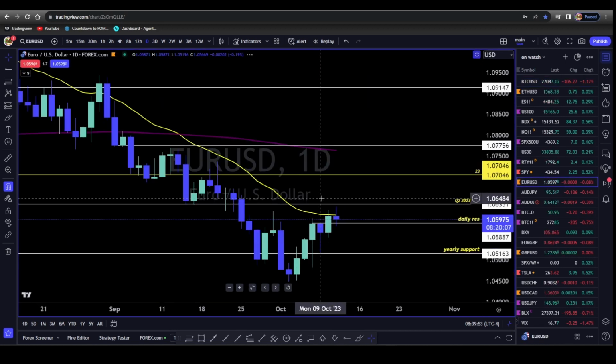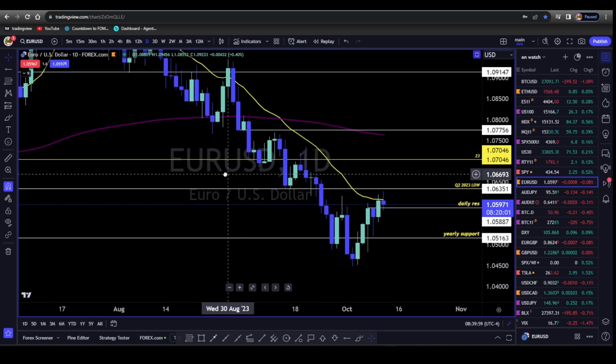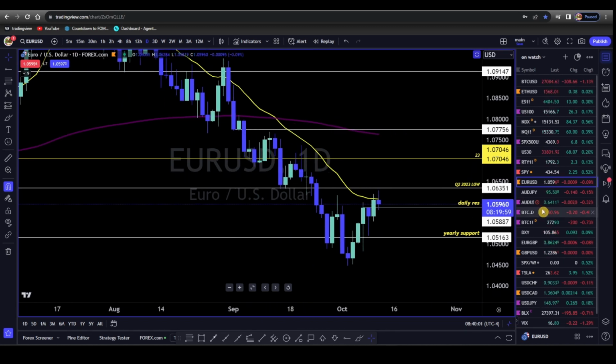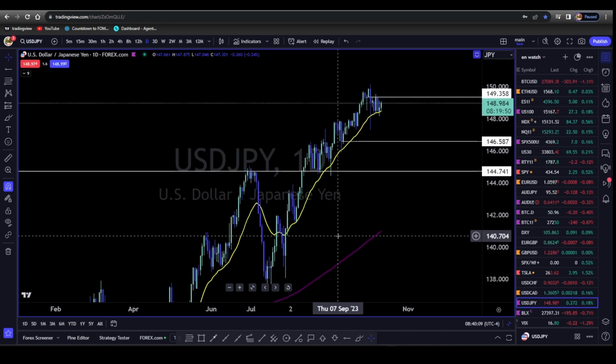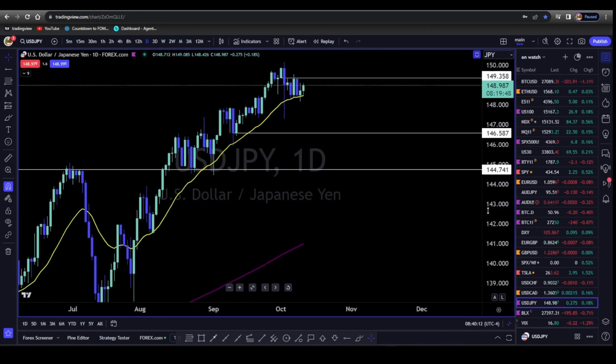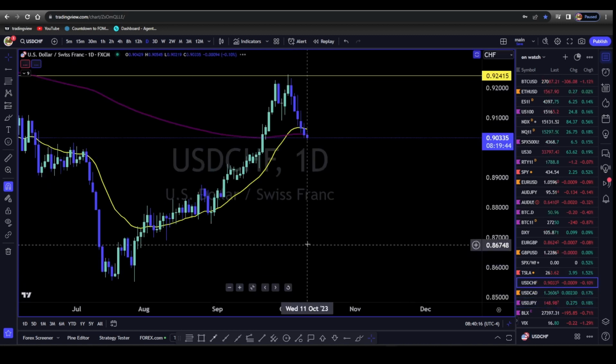As far as price action setups on FX right now, I don't have anything. I'm currently still holding shorts on Aussie dollar, pound dollar, and a short on USD JPY. However, I don't expect that short to last much longer, but we'll see. And I am currently holding a long on USD CHF.